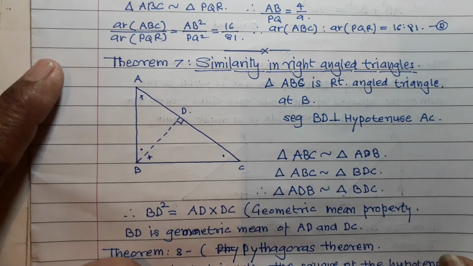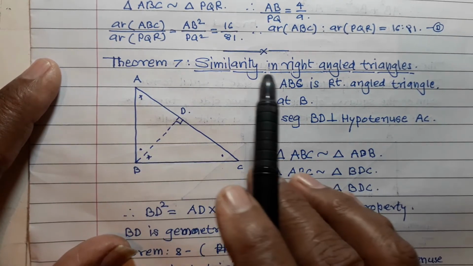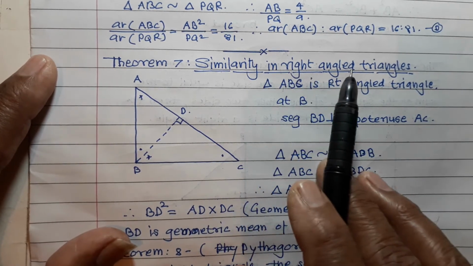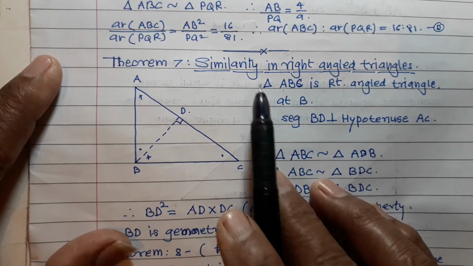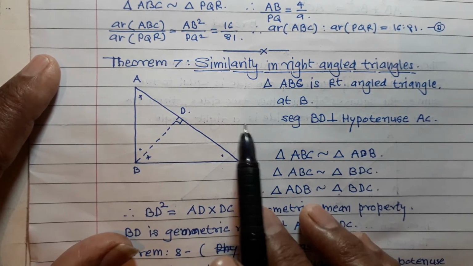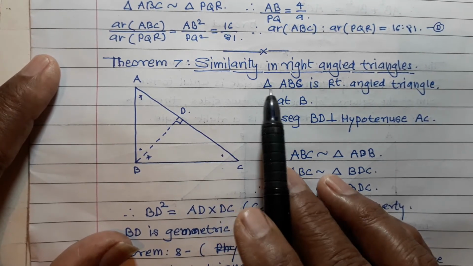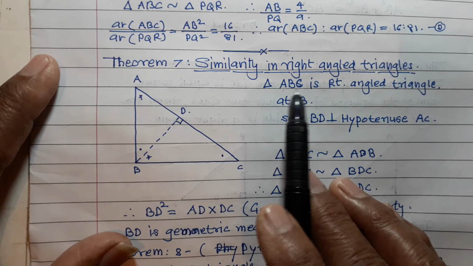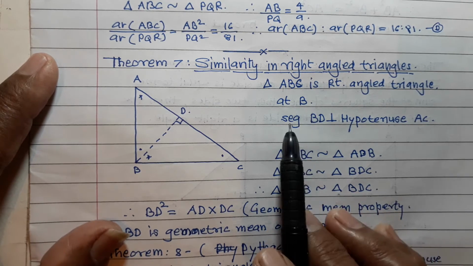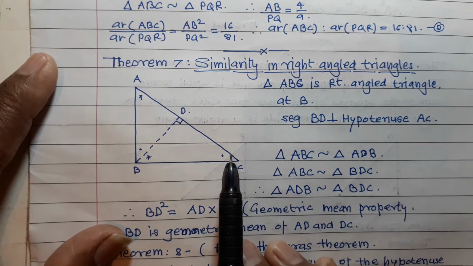Now I will explain one more theorem, theorem number 7, which is also very important: similarity in right angle triangles. So this is very important. Here I describe one very important property, so concentrate. Triangle ABC is right angled at B. Seg BD is perpendicular to the hypotenuse AC.